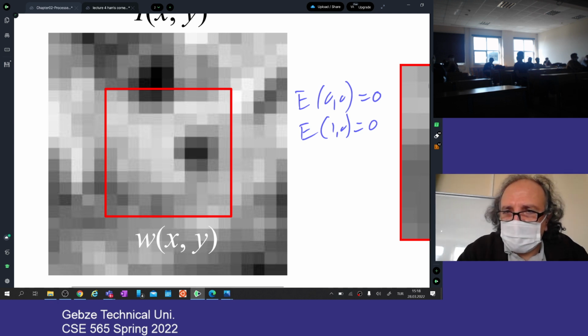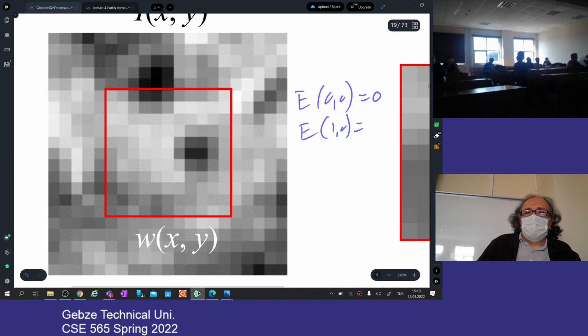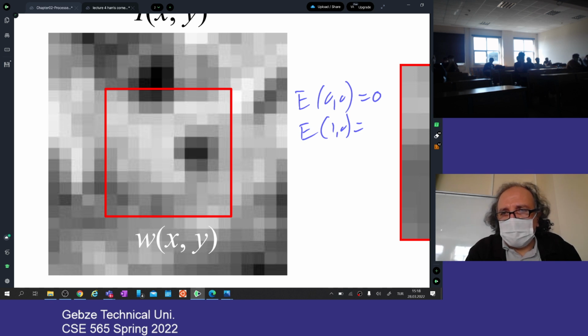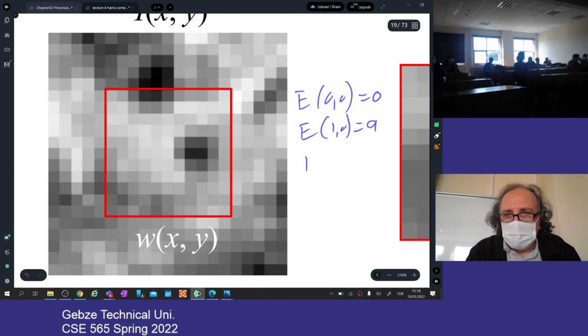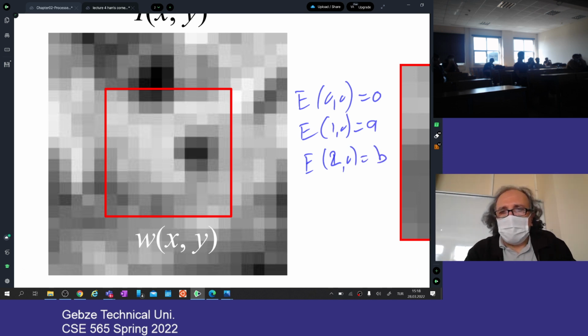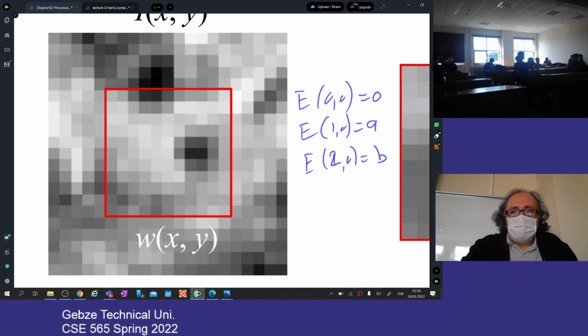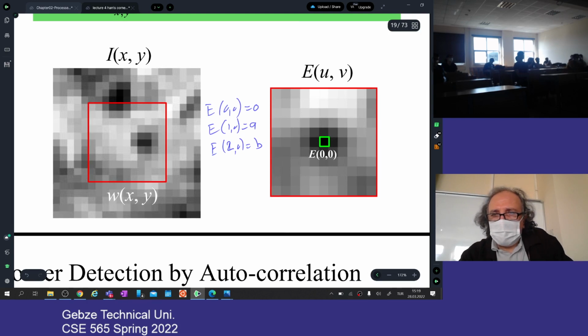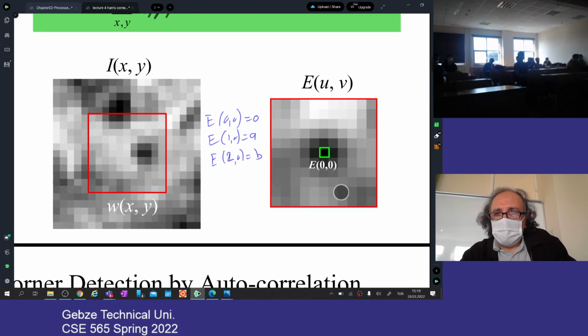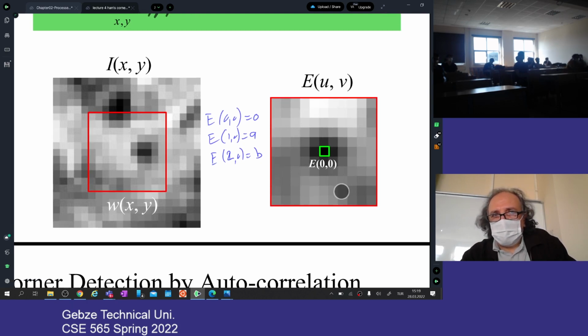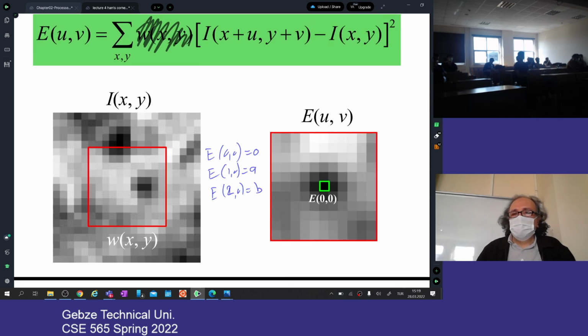Do all that calculation, and it will give me a value A, and I will do E20, and it will give me a value B. I am going to do it for all the XY values inside this 11 by 11 window, and surprise, this is what I get. This is the E function. Remember that E function, shown as an image.